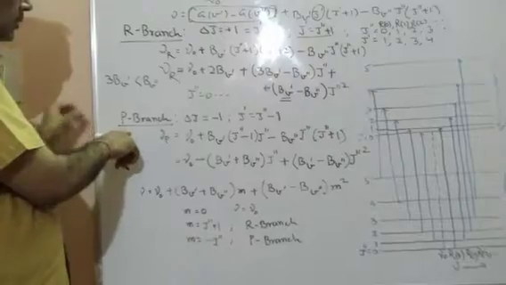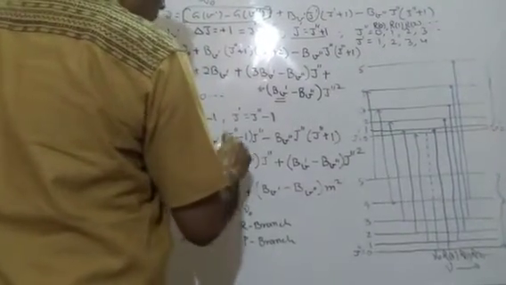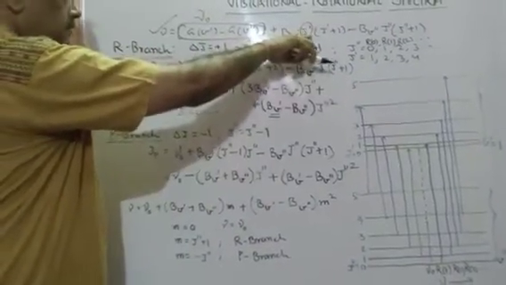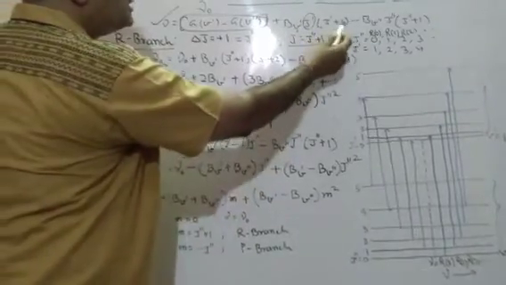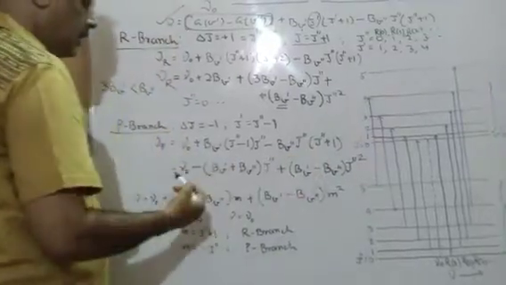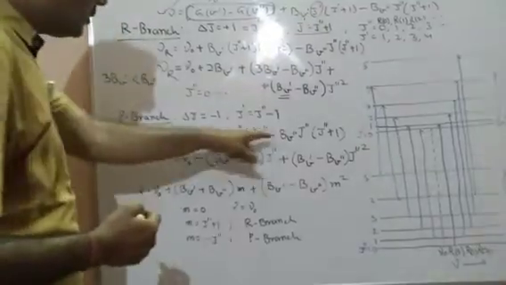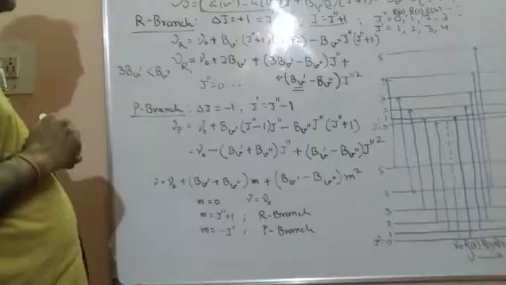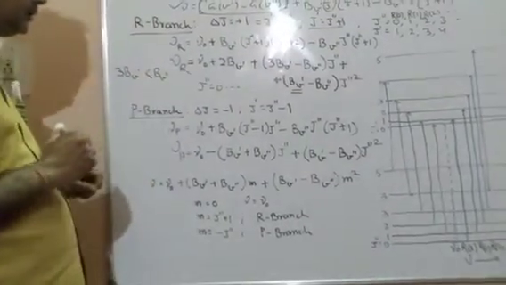If we talk about the P branch, here we will take delta j equal to -1, and then in the general equation, if we substitute j dash equal to j double dash -1 and j dash plus 1 is like j double dash, so we can substitute like that, and then the second term. If we solve this, then we get this equation. This is the wave number equation for the P branch.